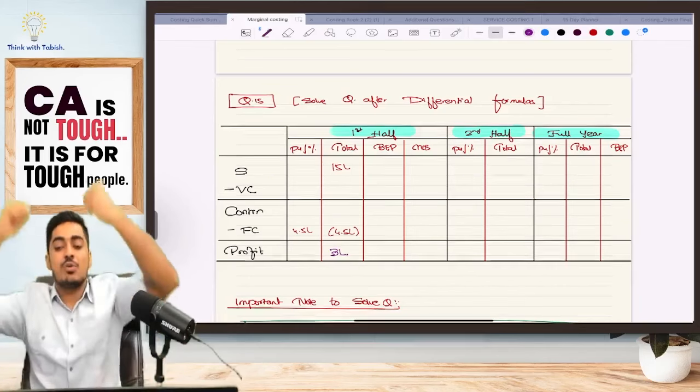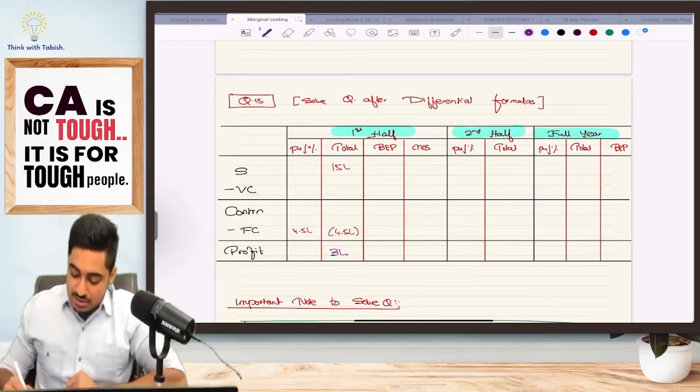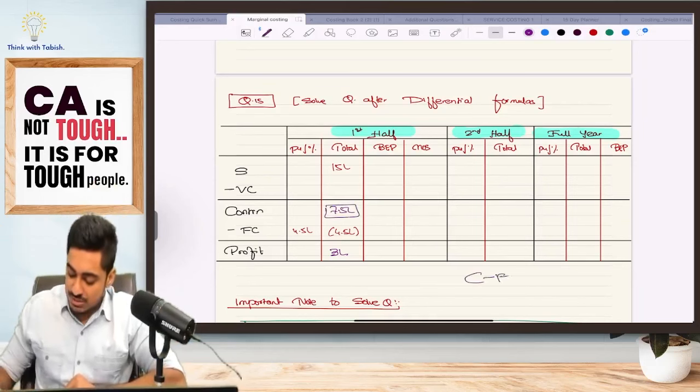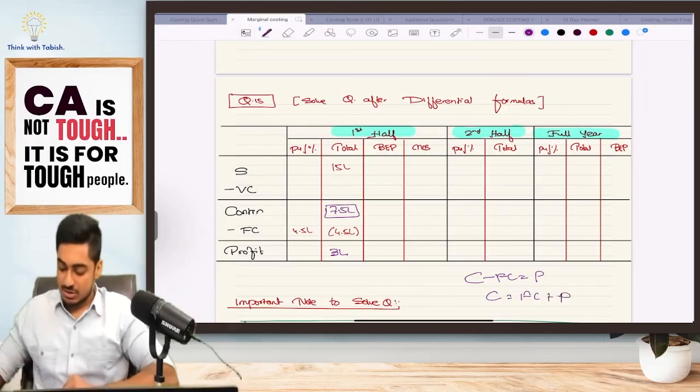That means total how much contribution should I be having? Sir, total I should be having 4.5 plus 3, 7.5 lakh contribution. Yes or no? Contribution minus fixed cost is profit. That means contribution is equal to fixed cost plus profit. Yes or no, everyone? Yes, sir.